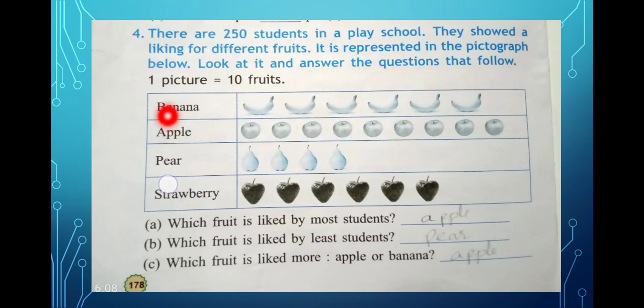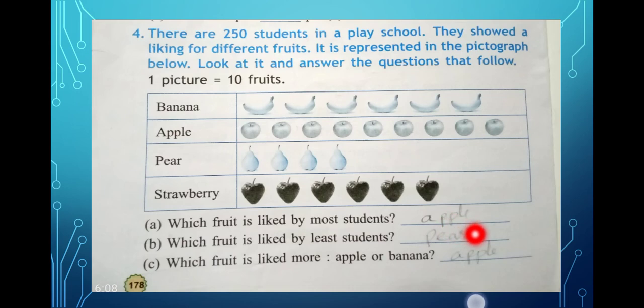Okay, so one picture denotes 10 fruits. Bananas, how many bananas are there? 10, 20, 30, 40, 50, 60 bananas. Apple, how many apples are there? 10, 20, 30, 40, 50, 60, 70, 80, 90. By looking at the picture, you can understand which fruit is liked by most students. Most students like apple, isn't it? Because apple is more in number. So you'll write here apple. This spelling is already here. You may look and write it down here.